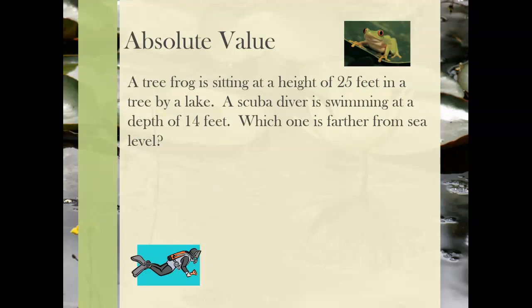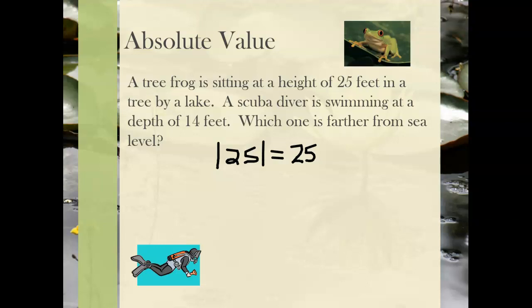A tree frog is sitting at a height of 25 feet in a tree by a lake. A scuba diver is swimming at a depth of 14 feet. Which one is farther from sea level? We can use absolute value to help us solve. The tree frog is 25 feet up in the air in the tree. That would be a positive 25 feet. We could find the absolute value, or the distance the frog is from sea level, which is 0, and that would be 25 feet.